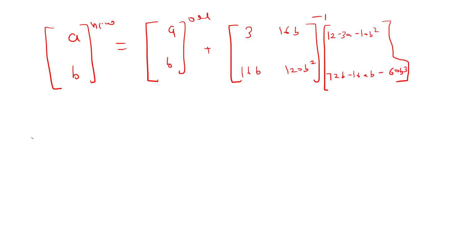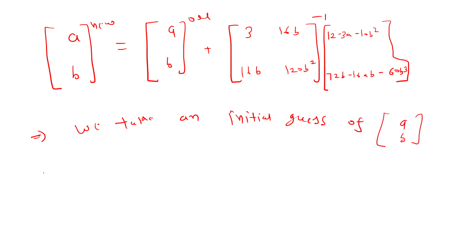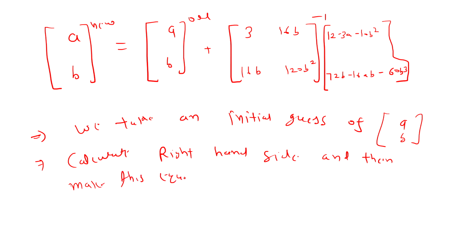So the idea is that we take an initial guess of a b, calculate the right hand side, and then make this equal to a b new and check for the error.